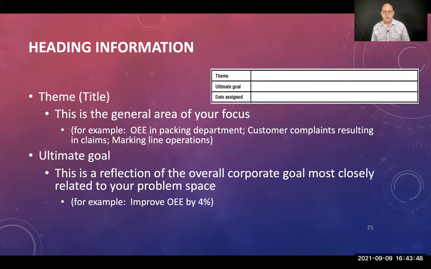it might be. Our ultimate goal then is going to be the reflection of what we think we can achieve. It's probably going to flow from the corporate goals, right? So if we're focused on OEE, maybe we set in this goal that we want to improve OEE by 4%. And if you know anything about OEE, improving it by 4% is huge.